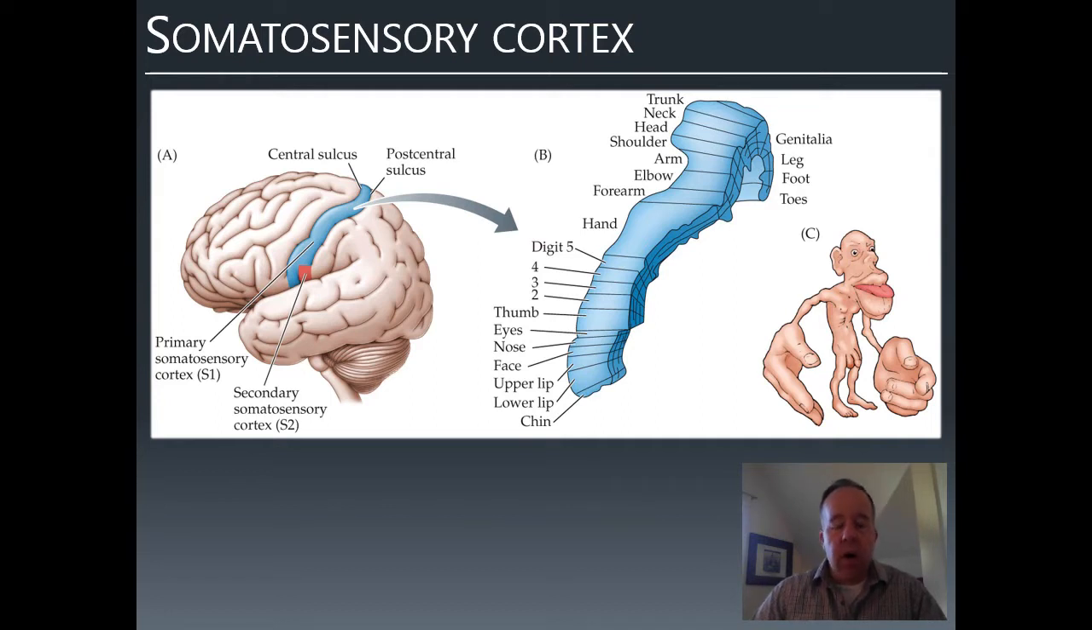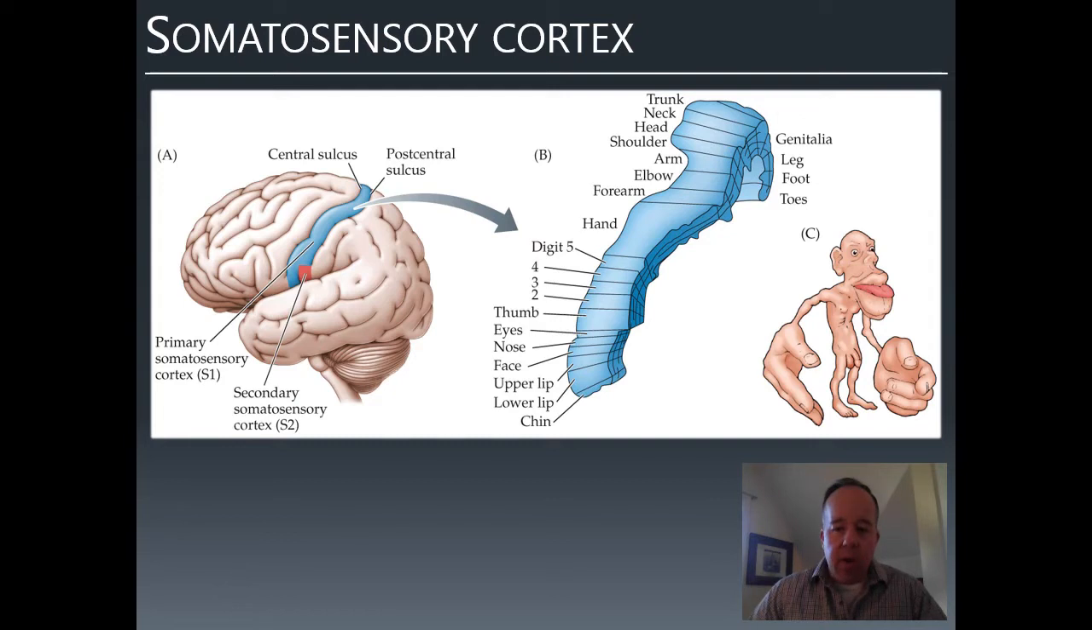So on the left side here, we see where this gyrus is relative to the rest of the brain. In the middle, we've broken this gyrus down. Each part of that gyrus, each little zone, corresponds to a different part of the body. So, for example, the part of this gyrus that represents your hand is in the middle. And so if something touches your hand, neurons in the middle of this gyrus will become active. If something touches your foot, neurons at the end of the gyrus will become active. And so there's sort of a map. And we'll come back to this idea when we get to our unit on the senses.